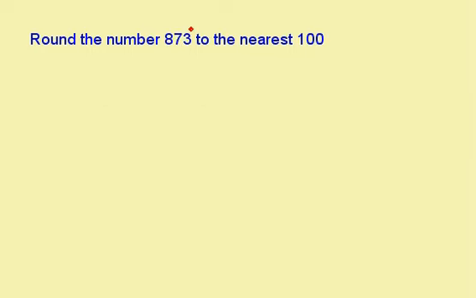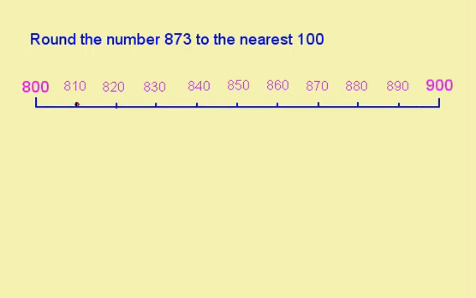I now want to round 873 to the nearest 100. I can see that because this is over 850, it's closer to 900. Using my number line, I can see that 873 is about here, which is closer to 900 than it is to 800.